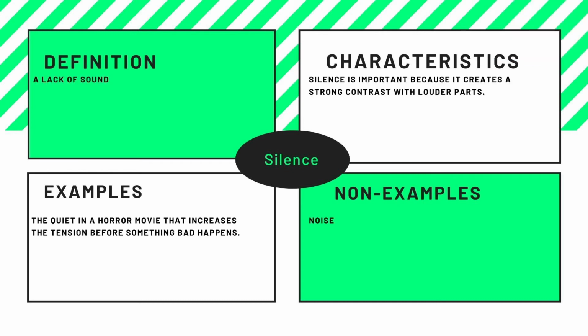Great, so here's what I've put for silence. I've put the definition as a lack of sound. The characteristic: silence is important because it creates a strong contrast with the louder parts, or even quiet parts, because silence is silence and therefore different from both. Examples: the quiet in a horror movie that increases the tension before something bad happens. But also in a song, where it goes quiet for a bit, you're like, is it over? And then it's like, oh no, it's not over. It's always quite exciting. And non-examples would be noise. Any noise is not silence.